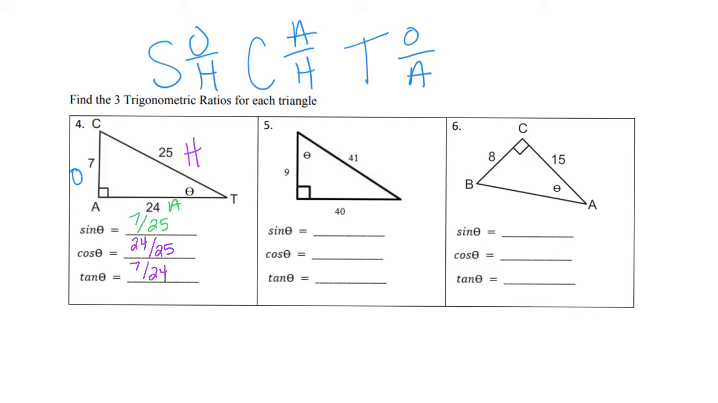So let's go ahead and label this. The hypotenuse is 41, across from the right angle. 40 is the opposite because it's across from the theta. And then 9 is the adjacent because it's touching the theta. All right, now let's write them in.